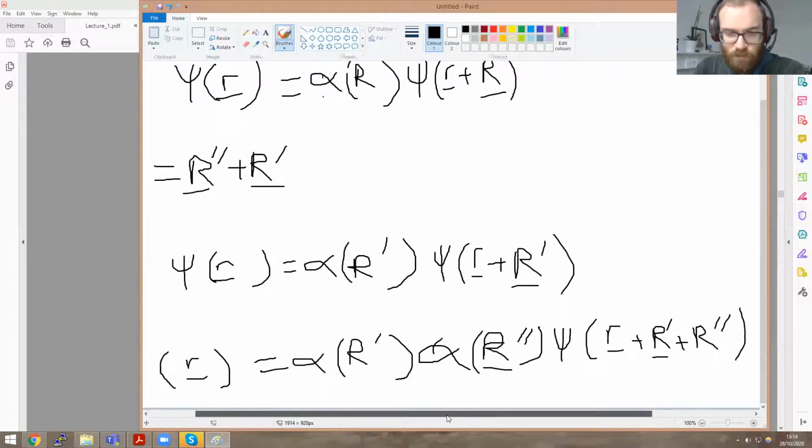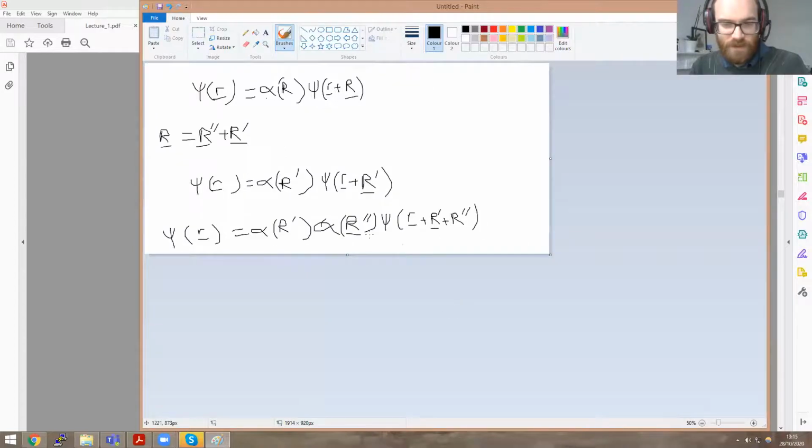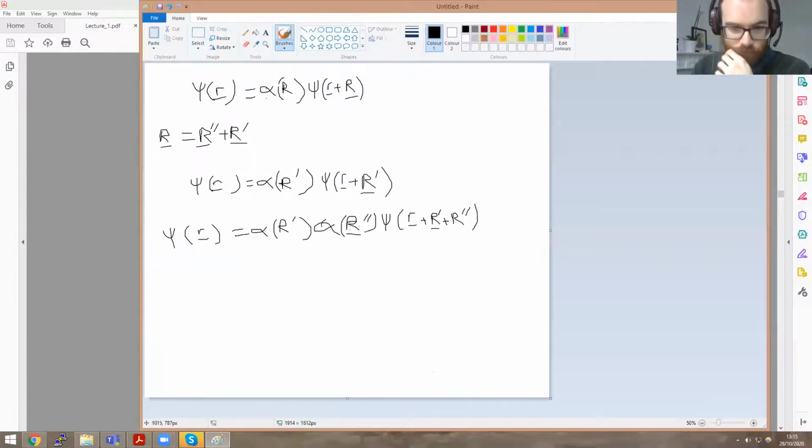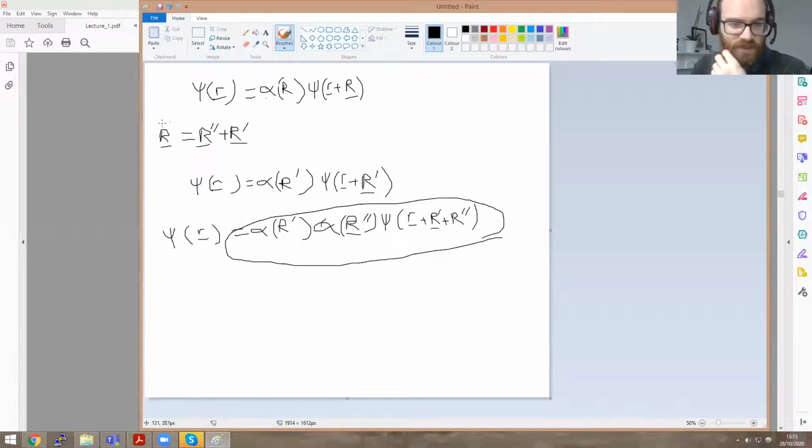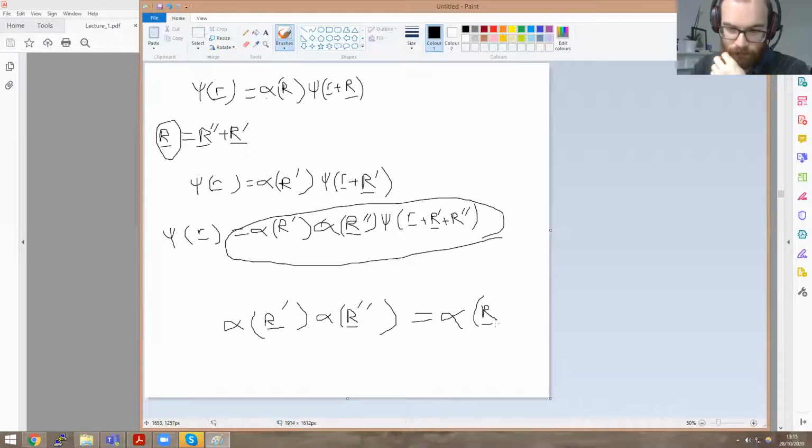So all I've done is apply the same equation twice. The point is that this expression here should still be the same as if I just added this singular R. So you've got this relationship that alpha of r prime times alpha of r double prime should be the same as alpha of r. That's where the multiplication comes from.